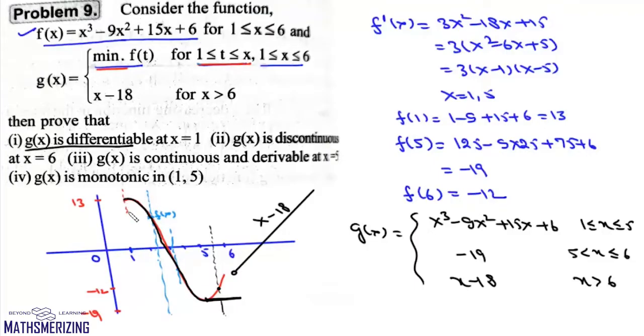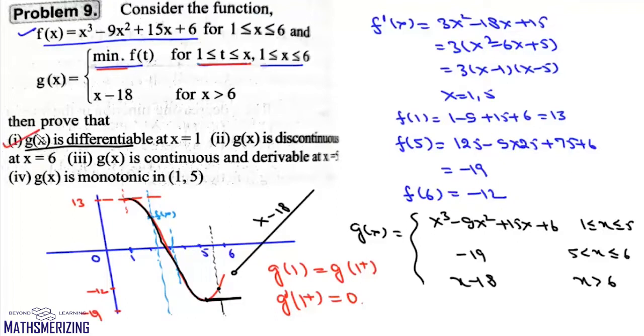Now at x equals 1, g(1) is equal to g(1+). So it is right continuous at 1. Now at 1, there is a local maxima. So g'(1+) is defined and it is equal to 0. So this g(x) is differentiable at x equals 1.